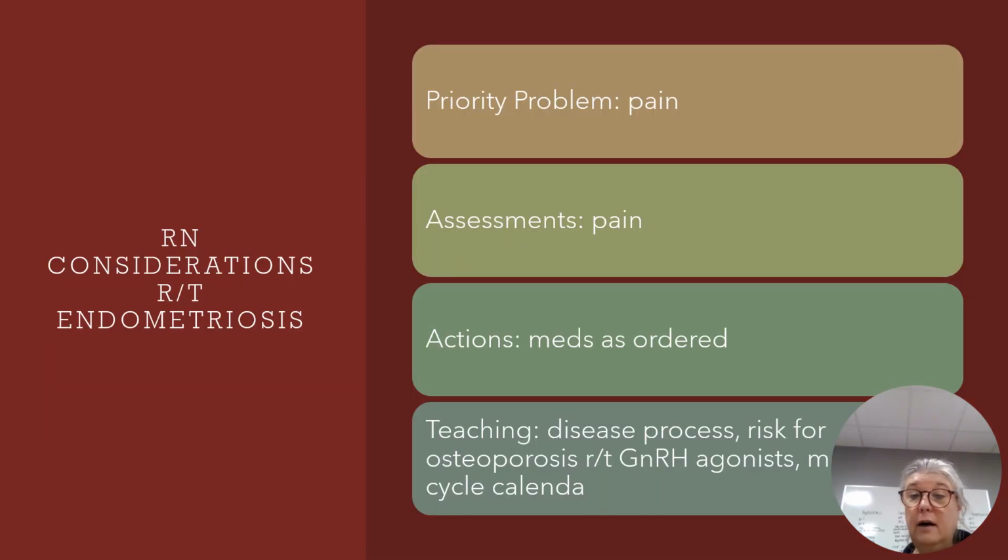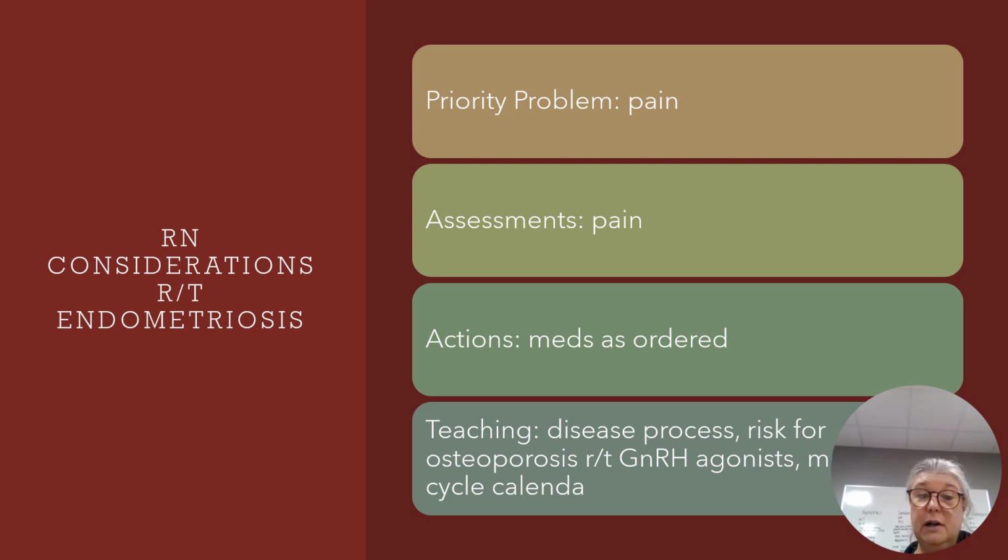Priority problems, obviously pain, right? Pain is huge. Assessment, we're going to assess the pain. Vitals, actions, pain medications, maybe GnRH agonist, possibly those are gonadotropin releasing hormone agonist. Those lead to a hypoestrogenic state and therefore decreased symptoms, okay?